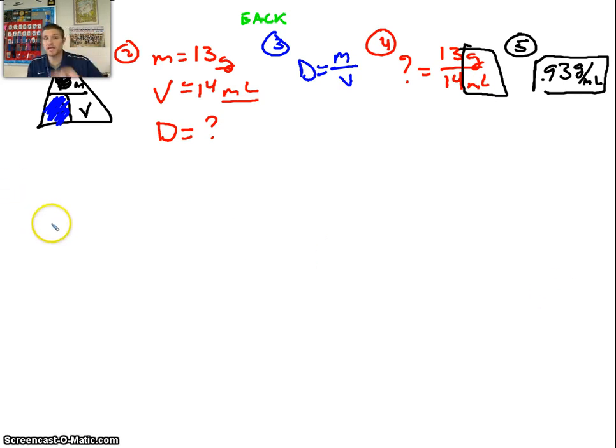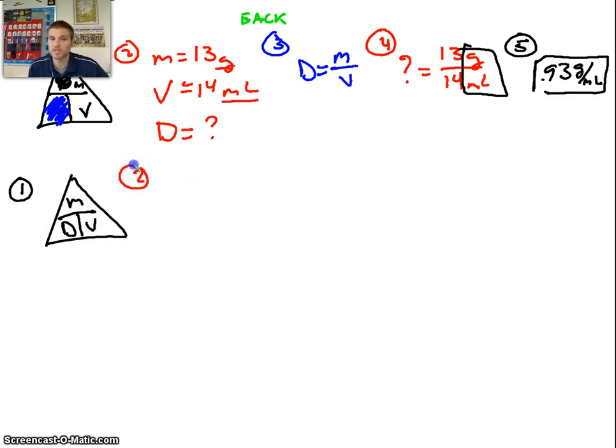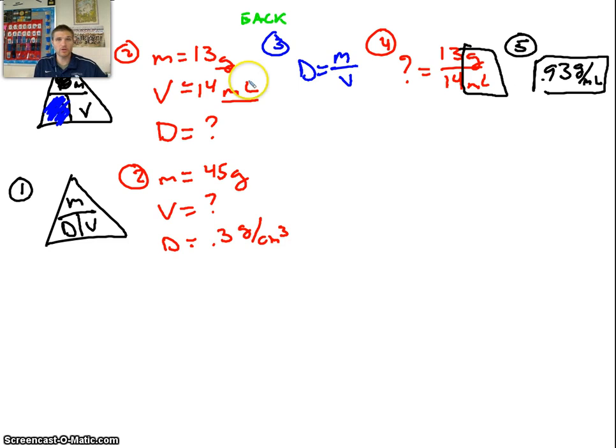All right, the second example we're going to look at is what happens when I have to solve for volume. Once again, same order. I use my triangle. I know mass is on top, with density and volume. Next, I write down what I know. In this case, my mass is 45 grams, my volume is a question mark, and my density equals 0.3 grams per cubic centimeter. Then I use my triangle once again. I'm looking for volume, so I cover up volume.